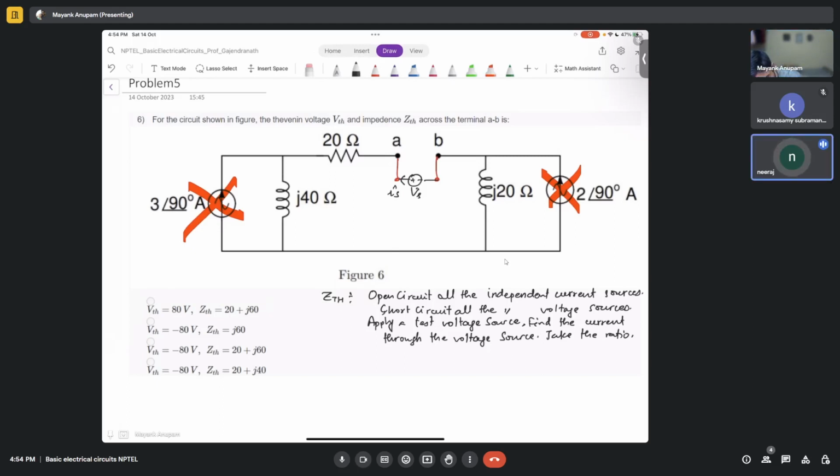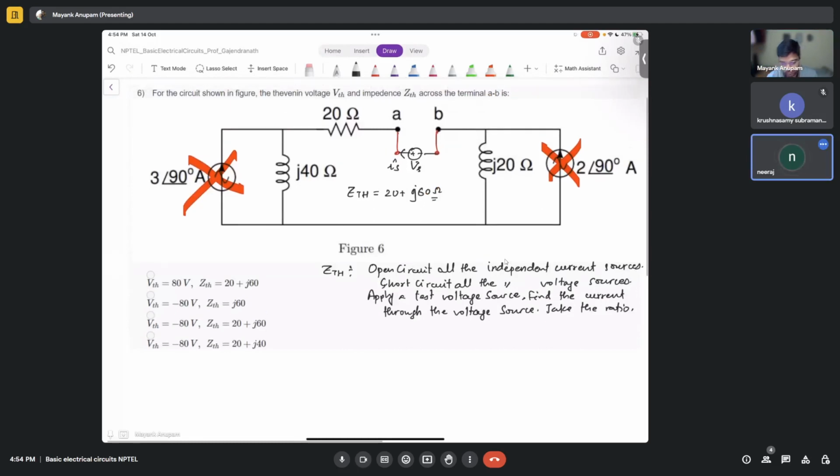All the three guys are in series, right? So what is ZTH? 20 plus J40 plus J20, which is J60 ohms. Okay. And what is VTH? What do you do for VTH?